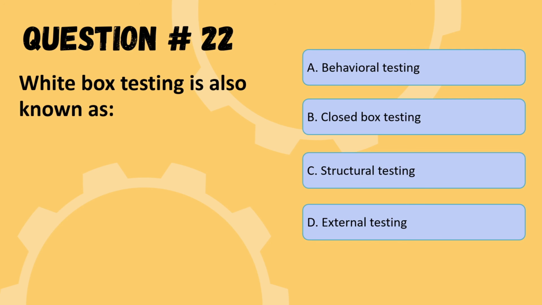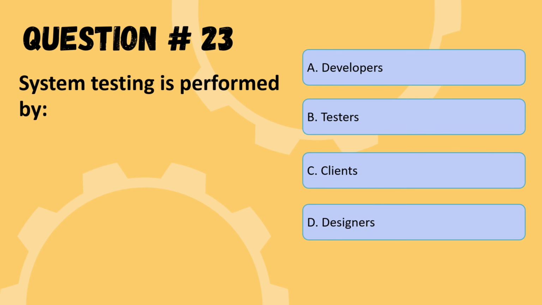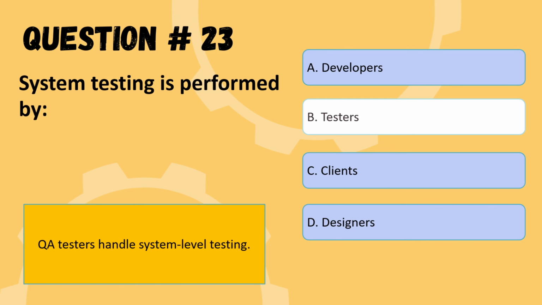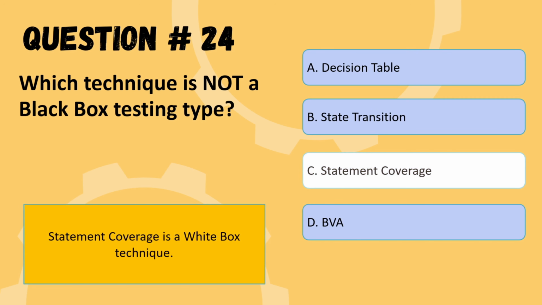Next question is, white box testing is also known as behavioral testing, closed box testing, structural testing, or external testing. So the correct option is structural testing. So we are moving to the next question. Next question is, system testing is performed by, options are developers, testers, clients, or designers. So the correct option is testers. All the testing is performed by testers only. So we are moving to the next question. Which technique is not a black box testing type? Options are decision table, state transition, statement coverage, and boundary value analysis. So the correct option is statement coverage. So we are moving to the next question.